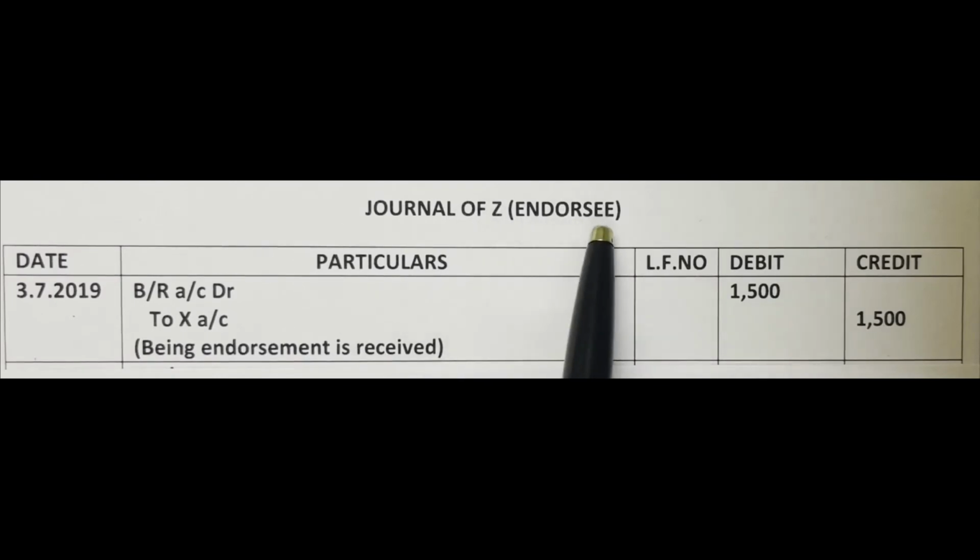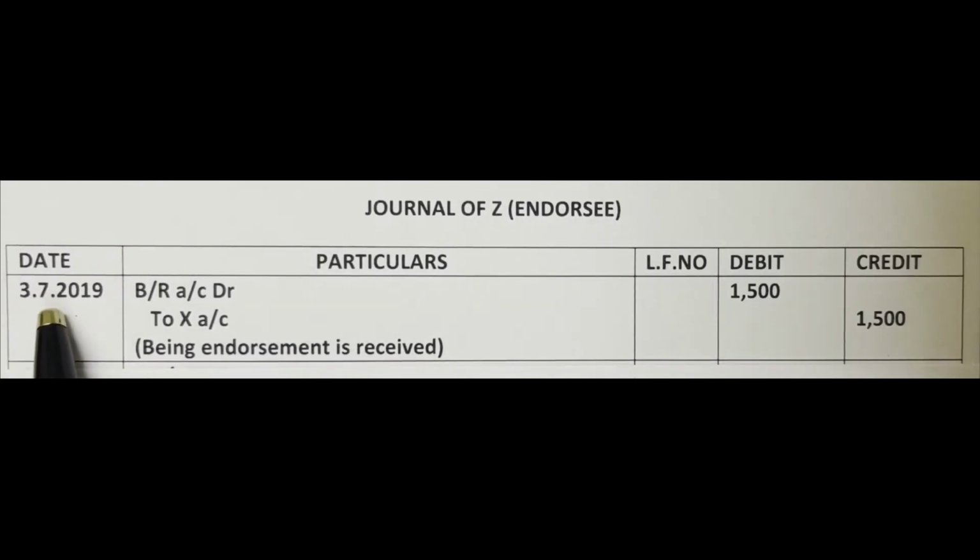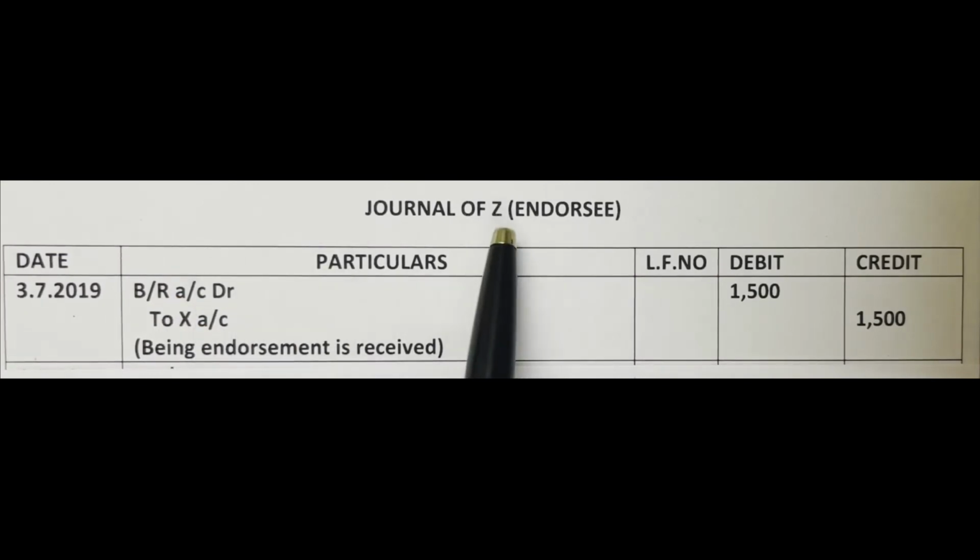Journal of Z, endorsee. On 3rd July 2019, bills receivable account debtor to X account 1500. Narration, being endorsement is received. This is second bill, no? But we need not write bills receivable two, because in Z's books we are writing. So for X and Y, 3 bills are there. But for Z, there is only 1 bill. So he need not mention the number here.